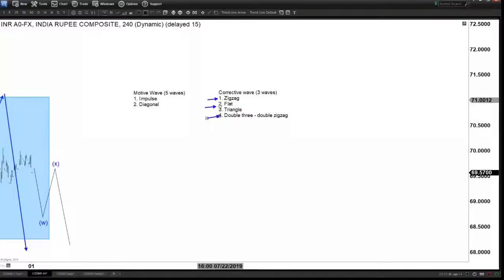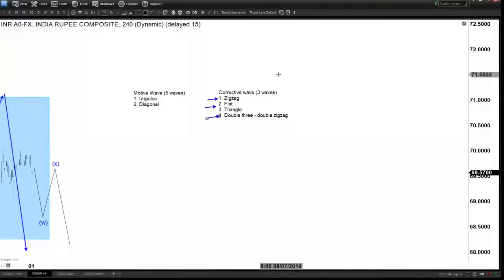Okay. So now going back here. This is what we call a motive wave on the left side. From this low to this high is what we call a motive wave. If you remember, a motive wave is 5 waves. Can someone see which 5 waves it is?